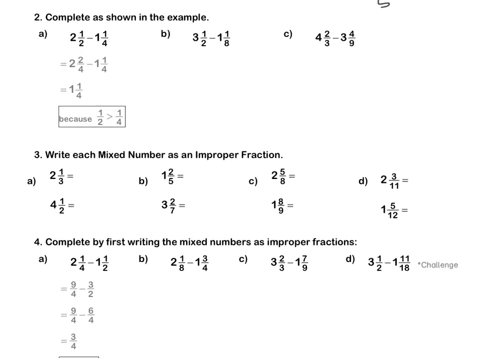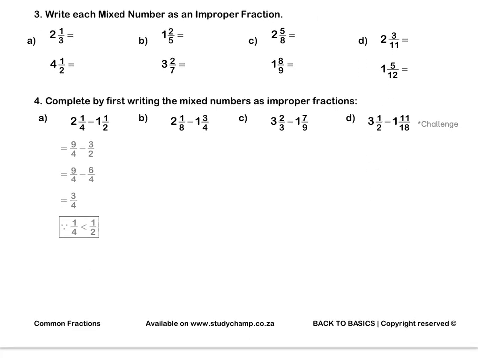Question 2. We have 2 1/2 minus 1 1/4. Our LCD is a quarter. So we have 2, we times by 2, we times by 2, minus 1 1/4. Then we minus our whole number and our fraction parts separately. 2 minus 1 is 1, and 2/4 minus 1/4 is a quarter. We could use this method because 1/2 is bigger than a quarter. Press pause to complete question B and C by yourself.